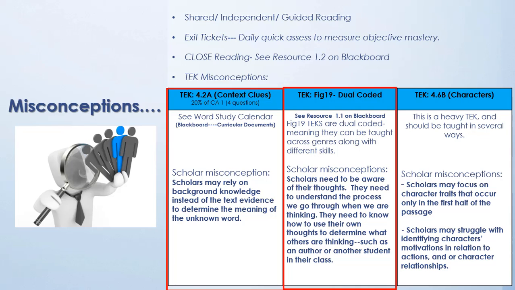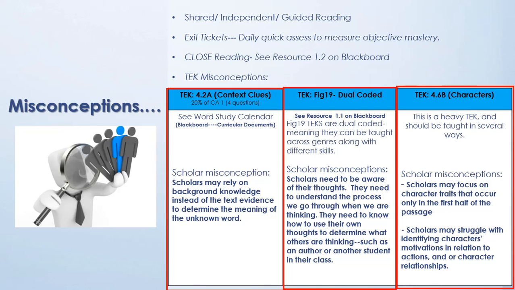This can be a complex skill, but scholars can be led to mastery by teachers having strong think-alouds during the read-aloud block. This can also be taught by teaching scholars about their thinking, or metacognition. And last, TEK 4.6b, which pertains to characters. This is a really heavy TEK and should be taught in several different ways.